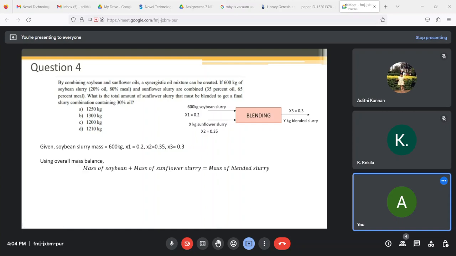Using the overall mass balance, since there is no mass loss or anything of that sort, the mass of the soybean slurry plus the mass of the sunflower slurry is equal to the mass of the blended slurry. That is, input is equal to output. So the two input streams are equal to the output stream. We already know the mass of the soybean, which is 600. We do not know the mass of the sunflower slurry, which is x, and we do not know the mass of the blended slurry, so we keep it as y. Is this part clear?